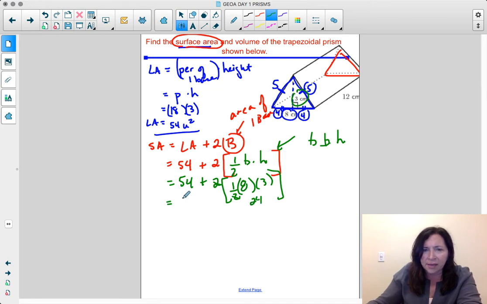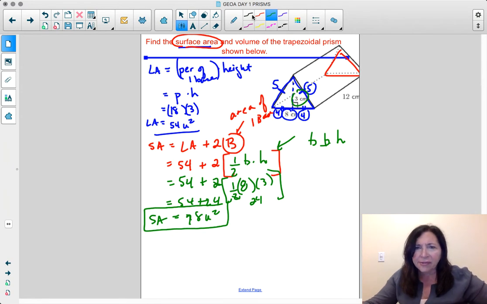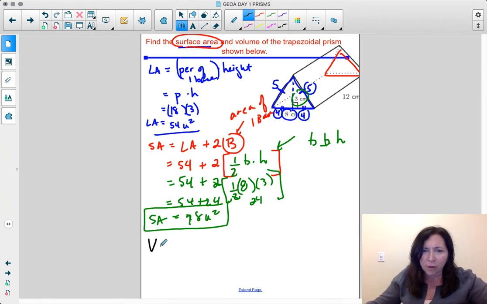So what I get is 54 plus 24, and that's 78 units squared, and this is surface area. So that's my surface area. Okay, lastly, they're asking me for my volume, and this is a prism, remember?